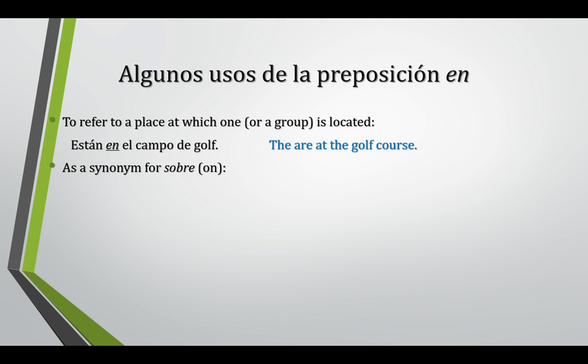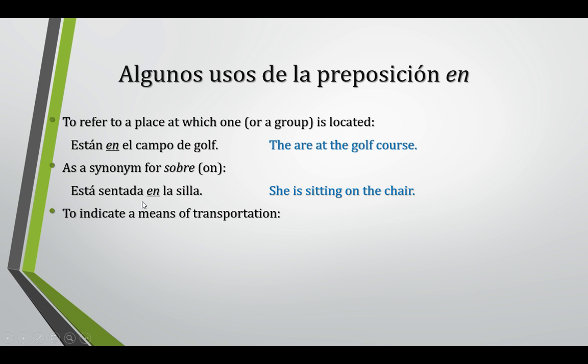Muy bien. It's also a synonym for the word sobre, which means on. She is sitting on the chair. Ella está sentada en la silla. If I wanted to say, for example, the papers are on the table, that could be, los papeles están en la mesa, or I could even say sobre la mesa, pero están en la mesa. So on, that one's pretty easy.